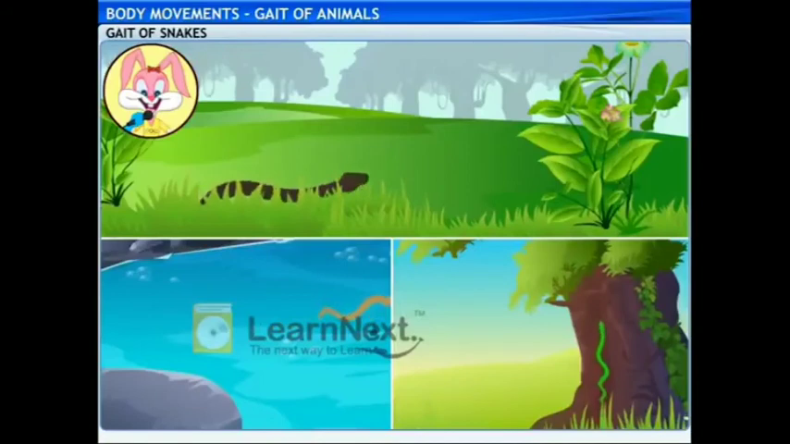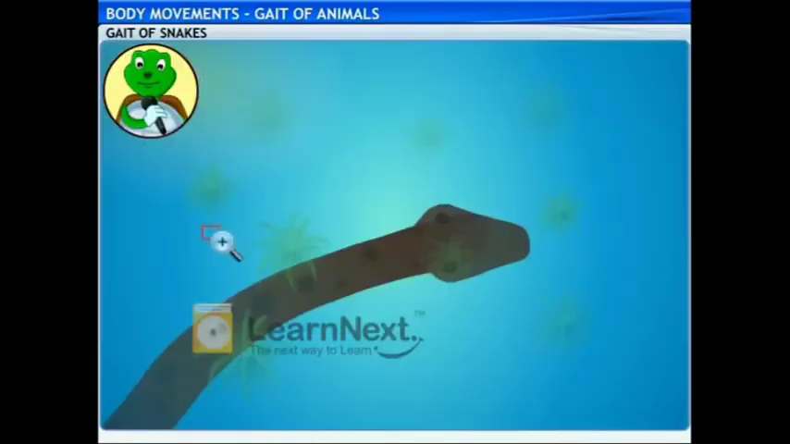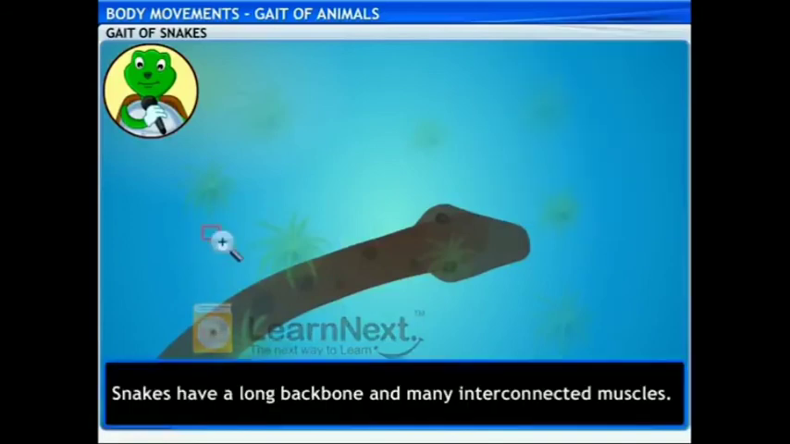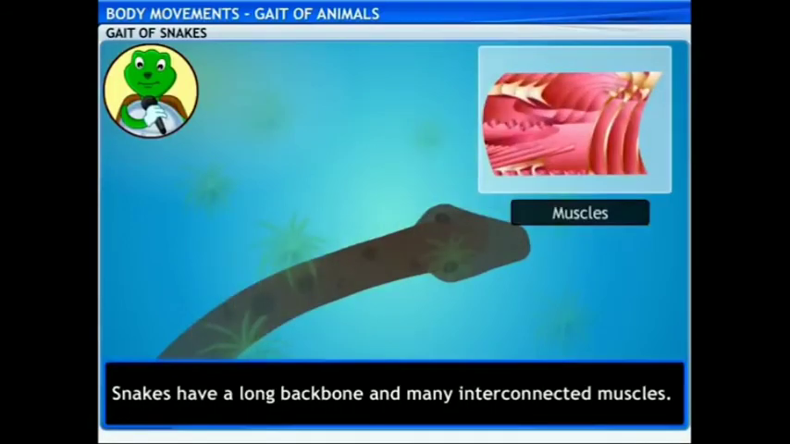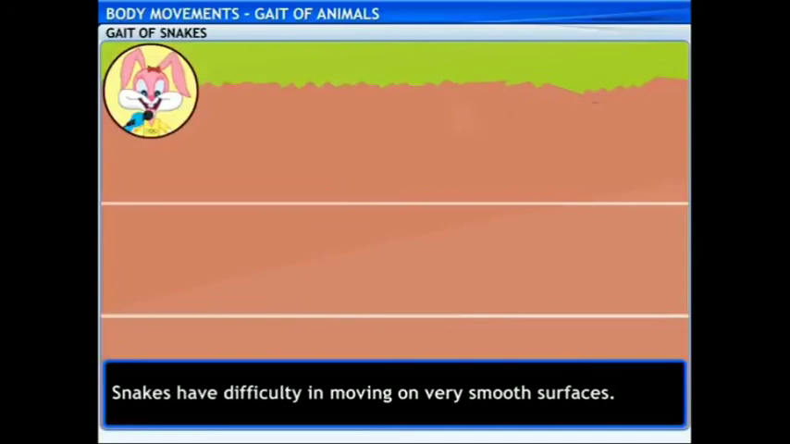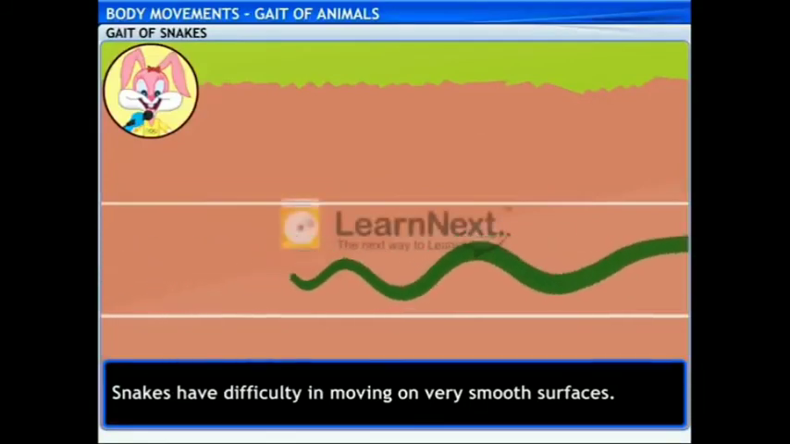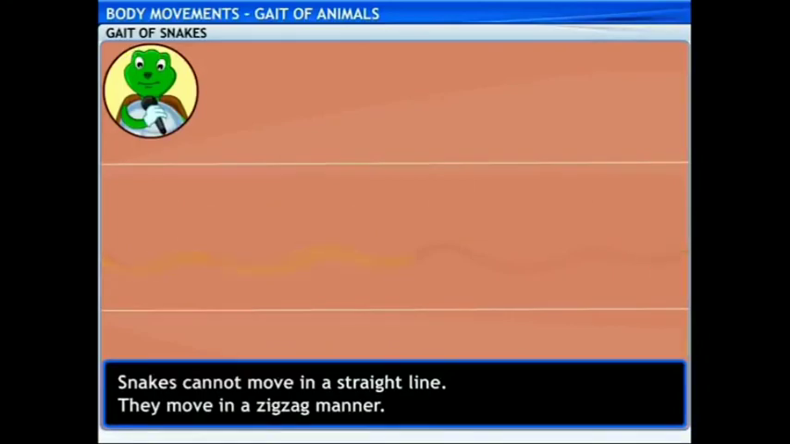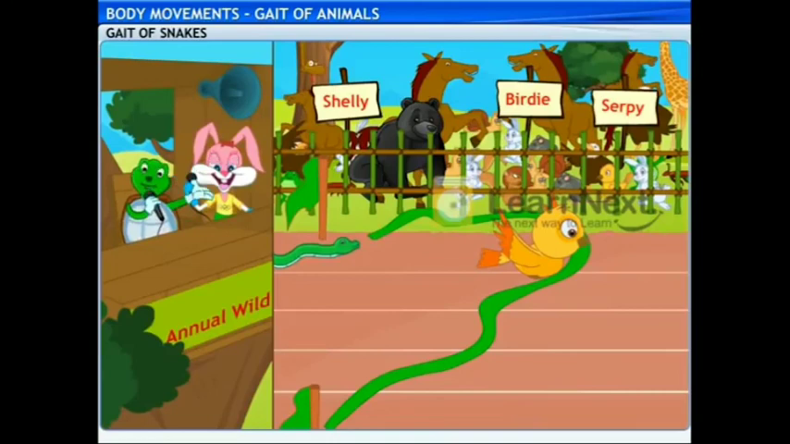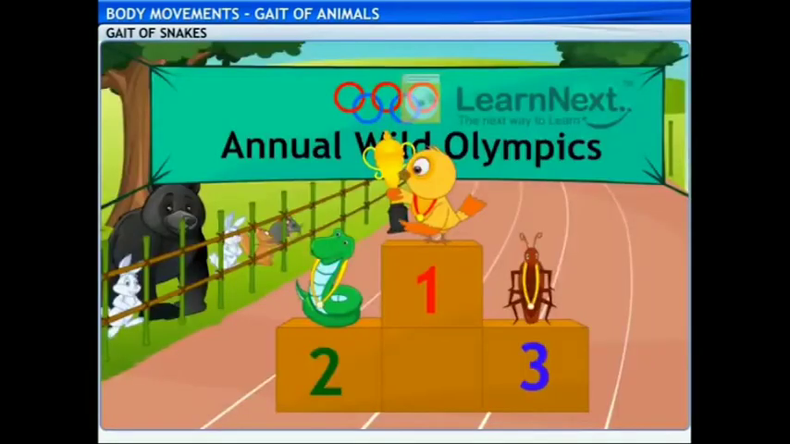Next is gait of snakes. Snake's entire body is covered with scales. Snakes have a long backbone and many interconnected muscles. Look at this picture. Snakes have difficulty in moving on very smooth surfaces. Snakes cannot move in a straight line. They move in a zigzag manner. So let us see who is going to win the race. Of course, the bird is going to win the race.